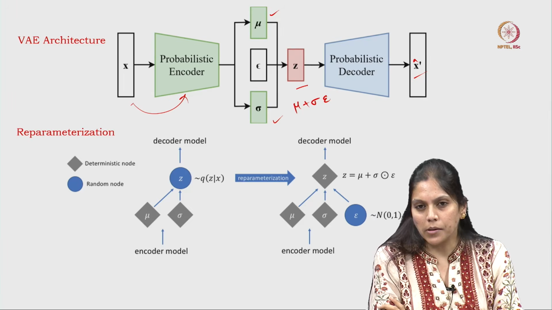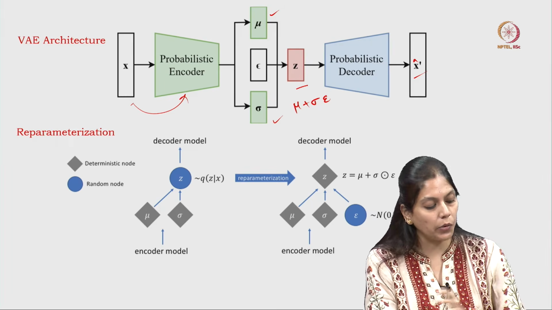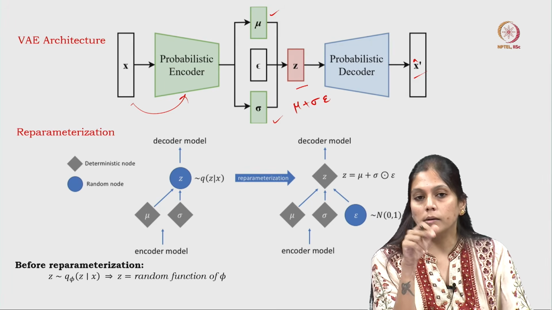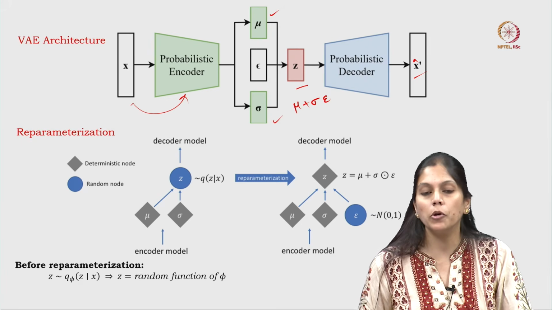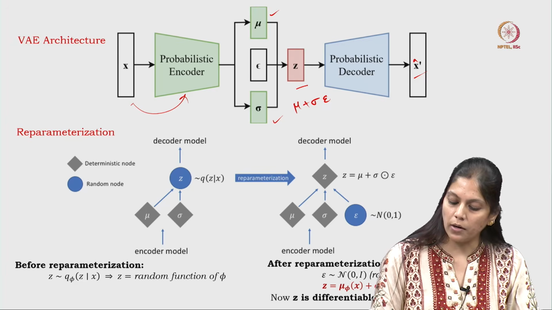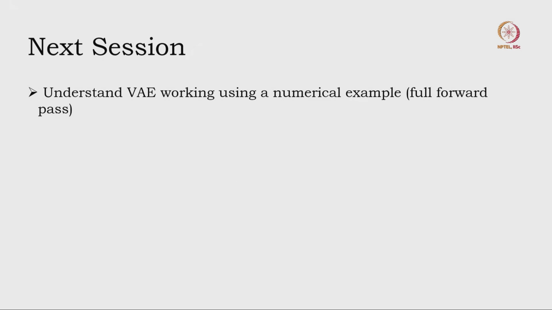And what we have discussed in this particular session is the reparameterization trick, right? Before reparameterization, Z was sampled from this particular distribution. After reparameterization, Z is obtained from this particular equation. This is the equation through which Z is obtained. Because of this, Z is differentiable with respect to those parameters. With this, we have come to an end of this particular session.